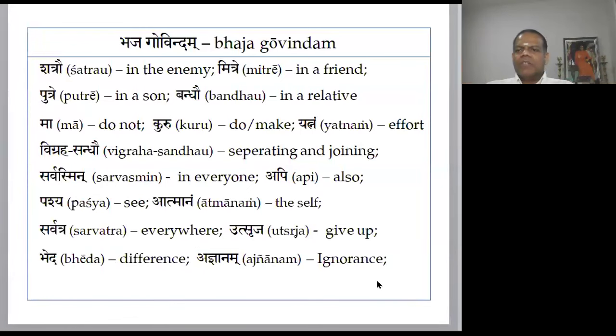So whether it's enemy, friend, child, or relatives, don't separate them as somebody else. Don't differentiate too much. Vigraha sandhav means don't attach yourself too much, and don't run away from them either. Don't keep them away. And everywhere, see yourself in everyone, and give up all bheda, differentiation. In today's world, we say don't discriminate. Don't engage in negative discrimination. That's what the verse says.